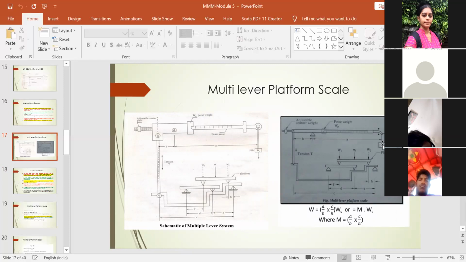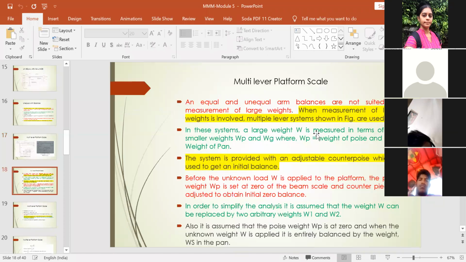So you keep on adding or reducing the weight in the pan until it balances the poise weight with the help of the adjusting counterweight. So you will get the value of the poise weight to be 0. Then you can say that it is balanced. So this is to be done later.